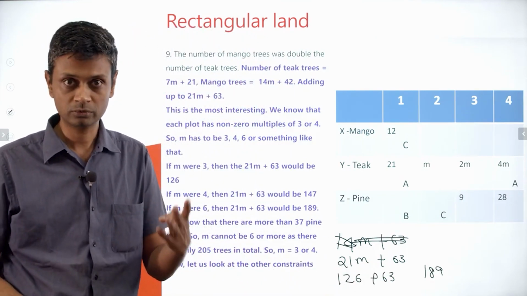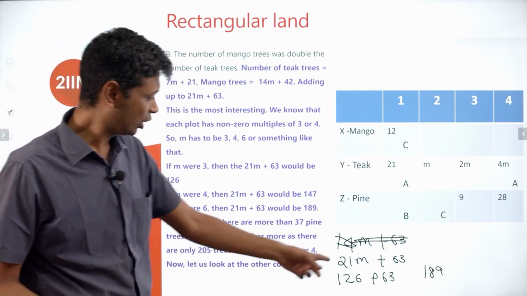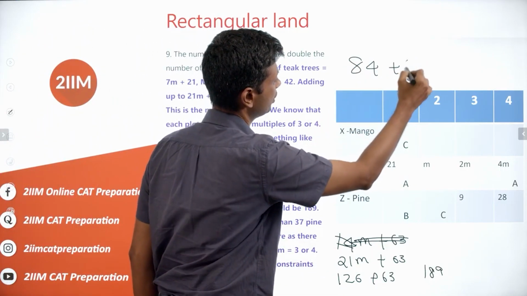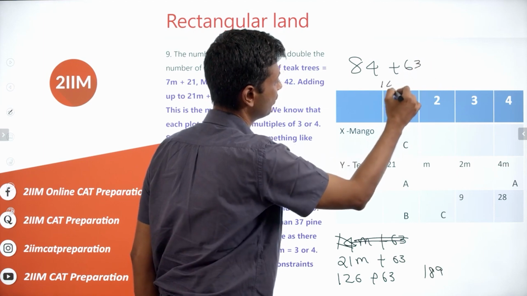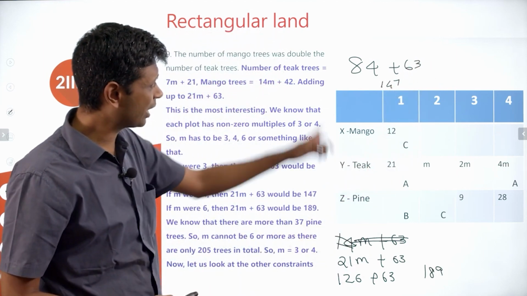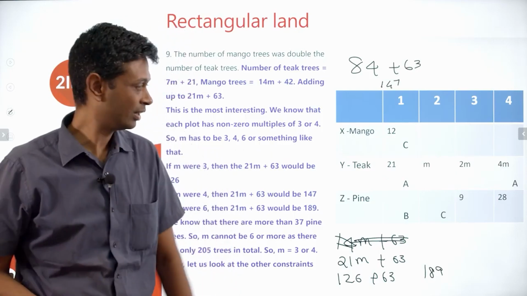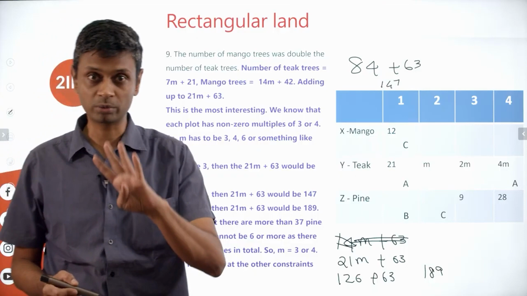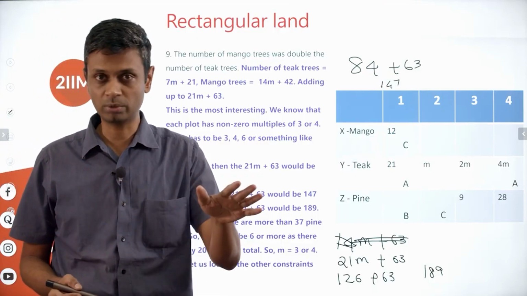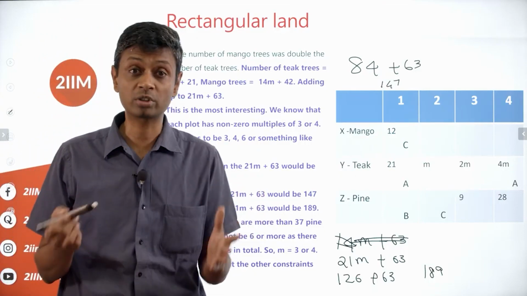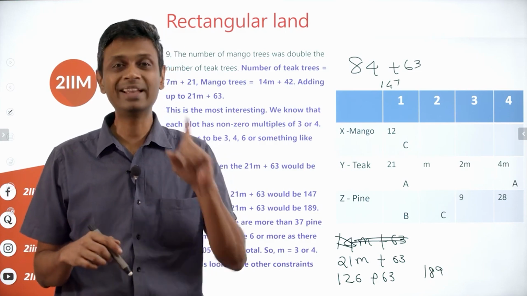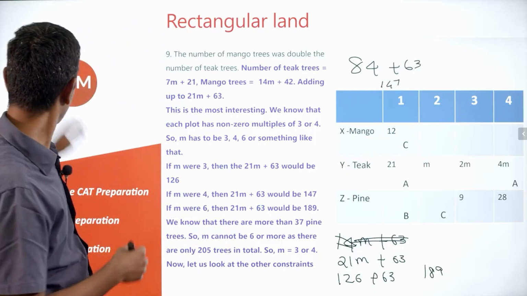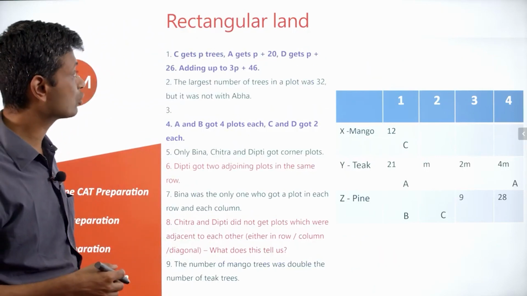Right? M equal to 4, if you try that, 21 into 4 is 84. 84 plus 63 is 147. From 205, you subtract 147, there's 58 remaining. 9 plus 28 is 37. We could still get 58 from there. So 4 is possible. 6, 8, 9, they're all not possible. So 3 and 4, both are possible. We don't know which one it is, but it is either 3 or 4. We don't have to worry about other numbers. Right? Lovely. So now let's look at some of the other constraints. Now the other constraints open up.